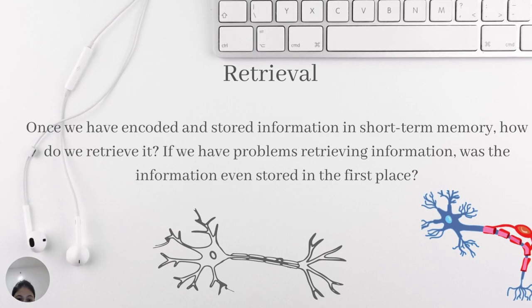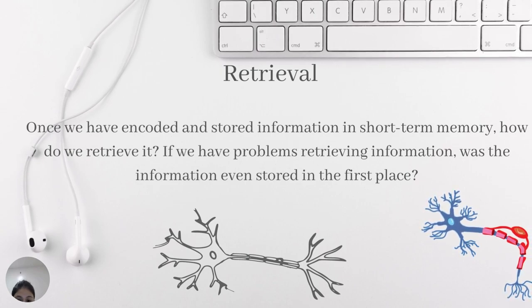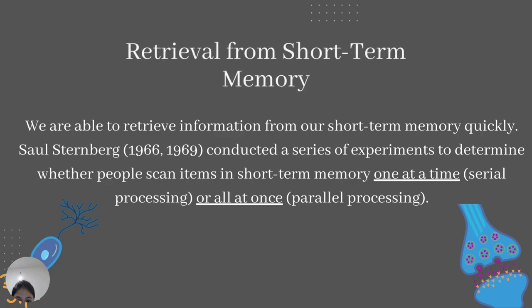Retrieval. Once we have encoded and restored information in short-term memory, how do we retrieve it? If we have problems retrieving information, was the information even stored in the first place? That was the question. So, for example, retrieval from short-term memory. We are able to retrieve information from short-term memory quickly.